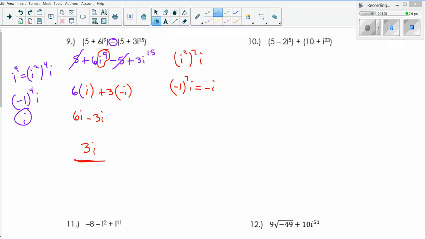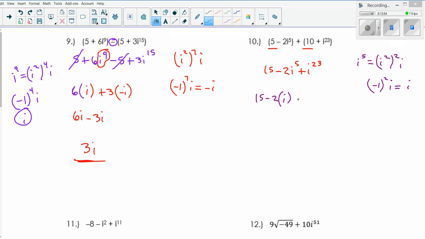Alright, let's try it again. I have i to the 5th and i to the 23rd, both of which cannot be simplified, so I'll do that last. So I have 5 and 10, which gives me 15 minus 2i to the 5th plus i to the 23rd. So I'm going to have to do some side work again. So I get i to the 5th, which is i squared raised to the 2nd. Now that only gives me 4, which means I have to add another one. So i squared is negative 1 raised to the 2nd times i. Negative 1 squared is 1 times i. This gives me i. So this would be 15 minus 2 times i plus, and I need to figure out what this is.